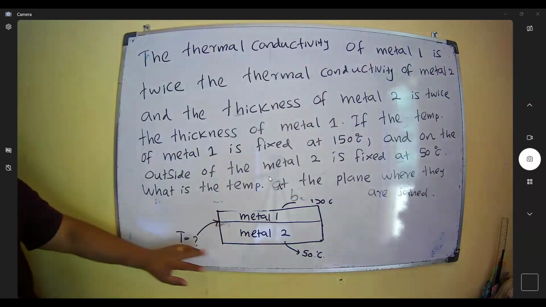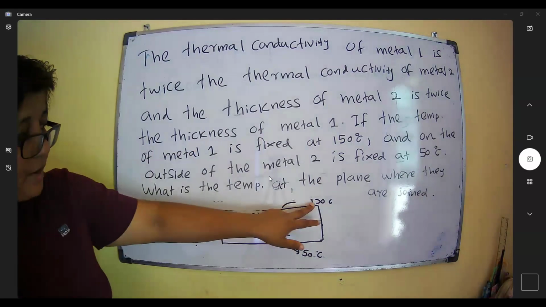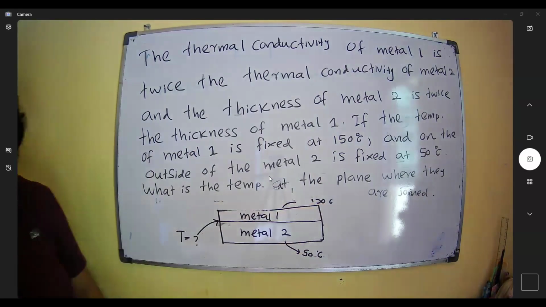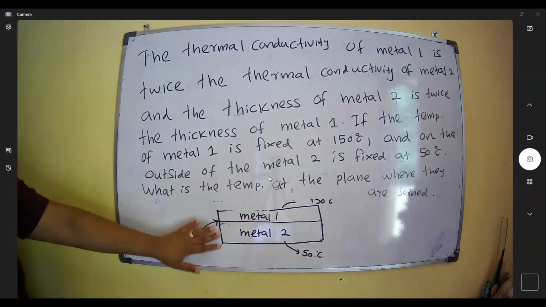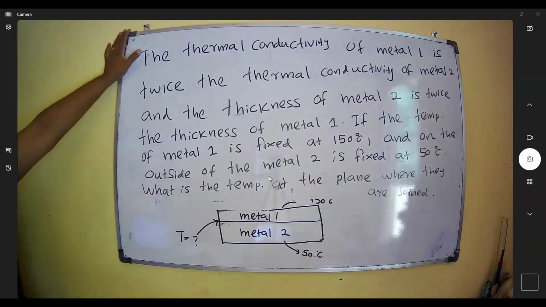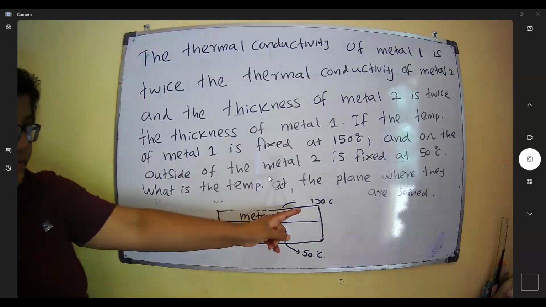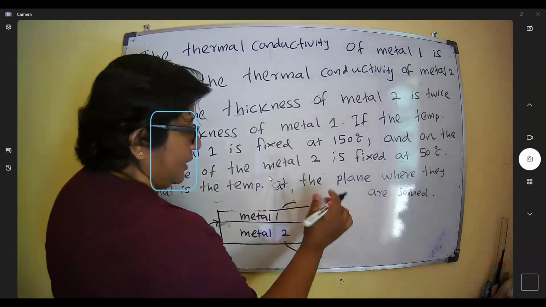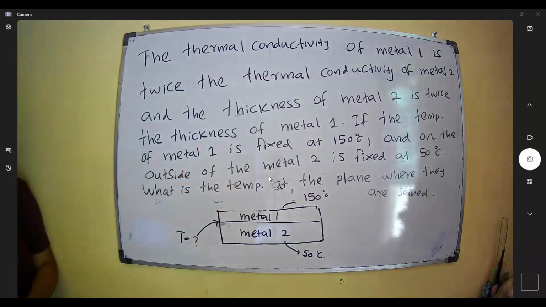Metal 1 and metal 2 join at that point T, with temperatures of 150 Celsius on one side and 50 Celsius on the other. The thermal conductivity of metal 1 is twice that of metal 2, and the thickness of metal 2 is twice the thickness of metal 1. The temperature of metal 1 is fixed at 150 Celsius and the other side at 50 Celsius. The question is asking about T.